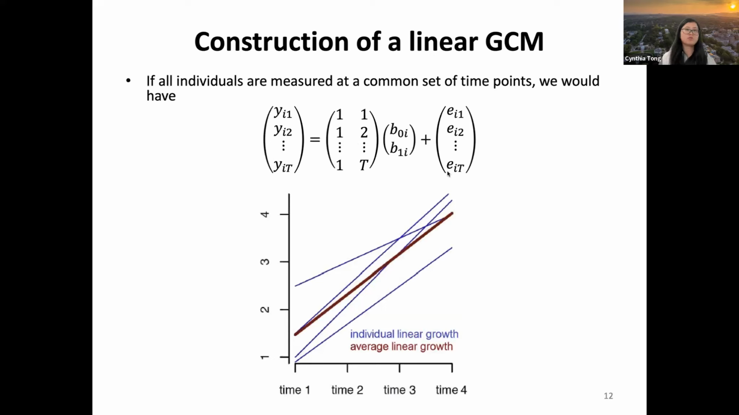And if all individuals are measured at a common set of time points, then we would have this matrix format. Basically, all these individual scores are regressed on time, but they have individually different intercepts and slopes. Each individual may have a regression line, and we can average them to get the average linear growth.